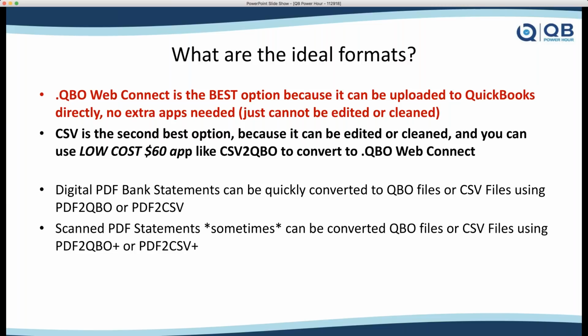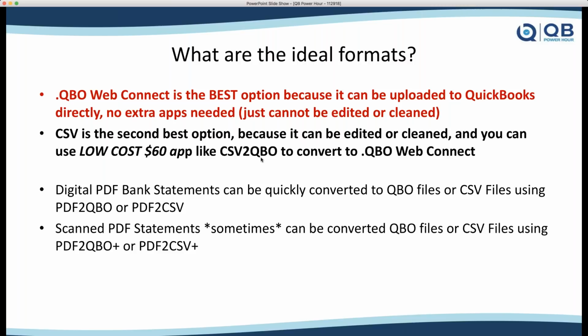However, sometimes we can scan them and hopefully get a high quality scan, and the software will run what's called an OCR, which will try to read the text and then convert it. And then you need the plus version of the software to be able to read the scanned statements. But I'm putting a little asterisk there that says sometimes, because the quality of the scan affects it quite a bit. Again, the CSV to QBO converter, which is the least expensive one, is a $60 one-time fee.